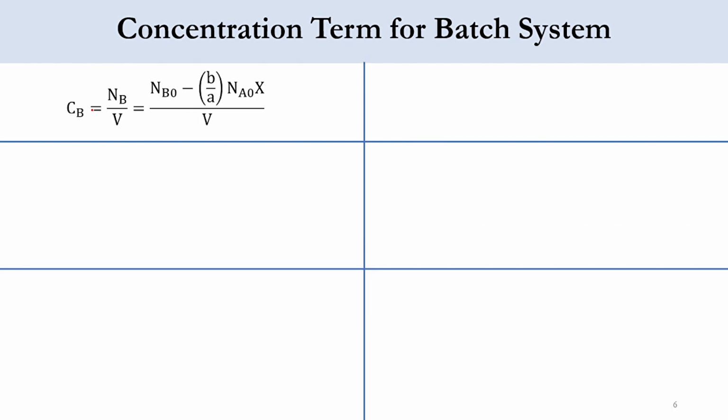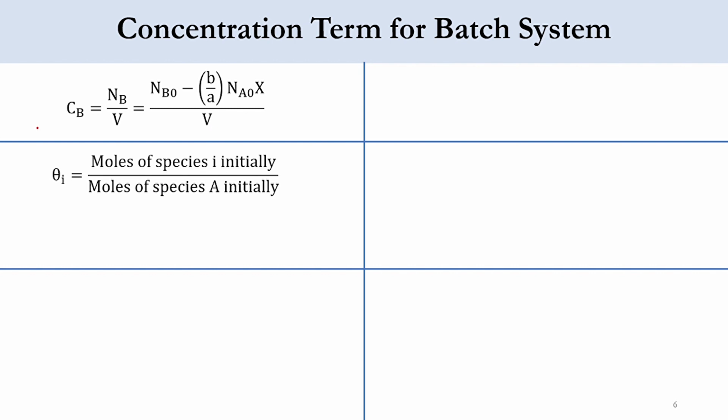Now Cb is equal to Nb over V, that is, Nb naught minus B over A, Na naught x over V. Now how do we write this expression in that case? What we need to do is first see a correlation. Theta I is equal to moles of species I initially over moles of species A initially. For example, theta I is equal to Ni naught over Na naught, or Ci naught, the concentration of that species initially, over the concentration of the limiting reactant initially, or Yi naught, the mole fraction of that species initially, over the mole fraction of the limiting reactant initially.